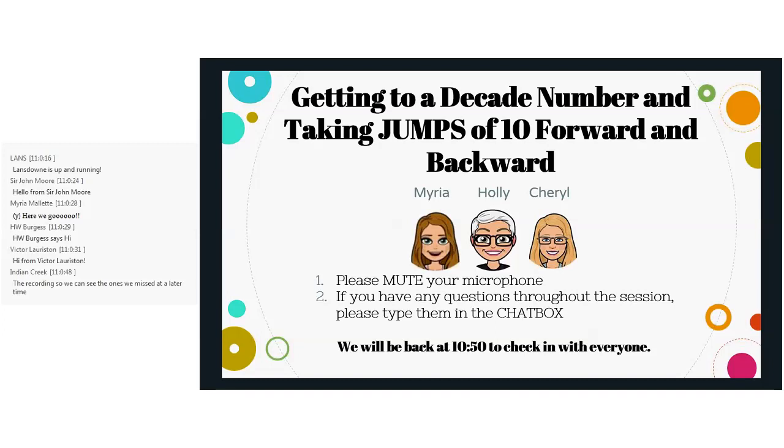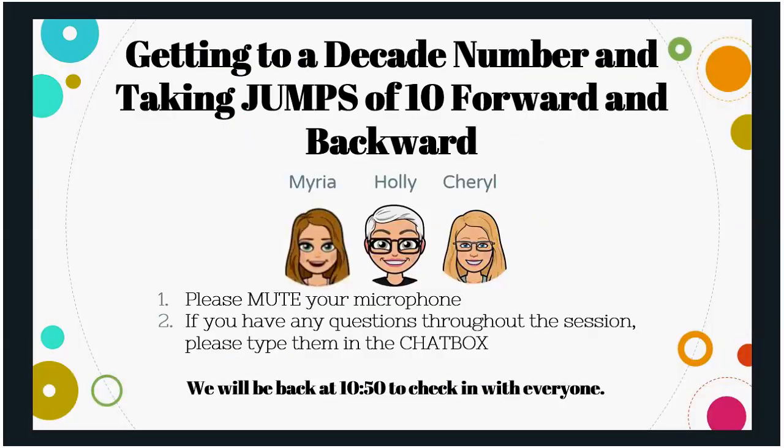The Continuum helps students develop a variety of strategies to use as they work with numbers to solve problems involving addition and subtraction. Getting to a decade number and taking jumps of 10 forward or backward is a strategy that incorporates many of the other strategies in the working with numbers phase. Our goals for this session are to clarify decade numbers, show flexible ways to decompose numbers to make jumps of 10, as well as share some activities and games to support this learning in your classroom.